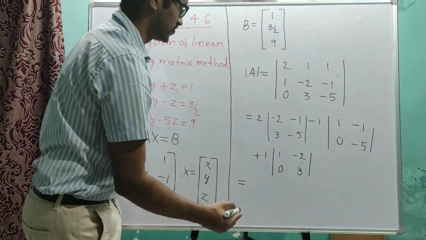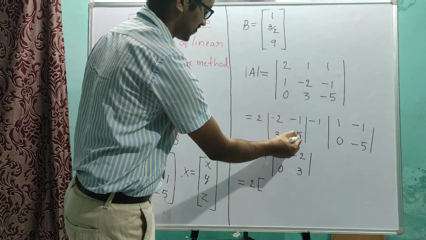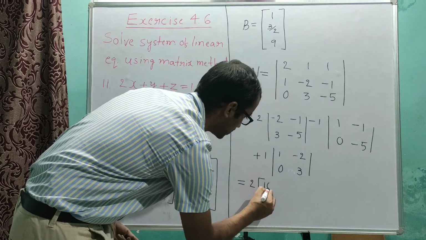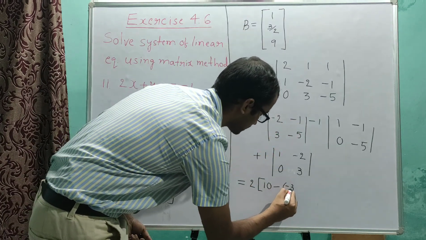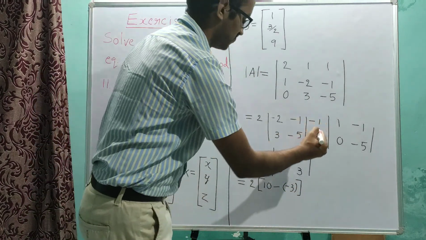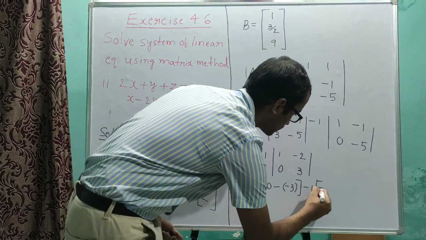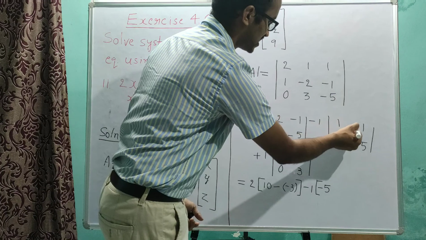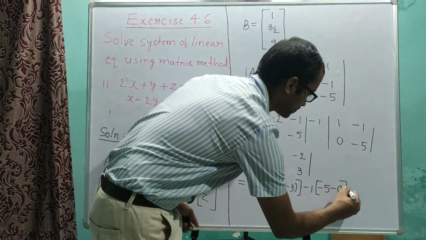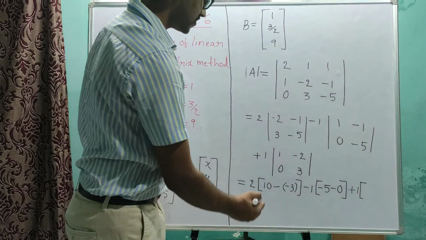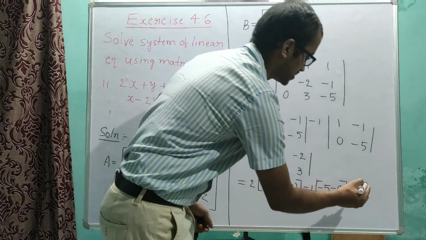so now expand the values, that is 2 into, if you expand this determinant, minus 2 into minus 5, that is 10, minus 1 into 3, that is minus 3, minus 1 into 1 into minus 5, that is minus 5, minus 1 into 0, that is 0, plus 1 into 1 into 3 is 3, minus 2 into 0, that is 0.